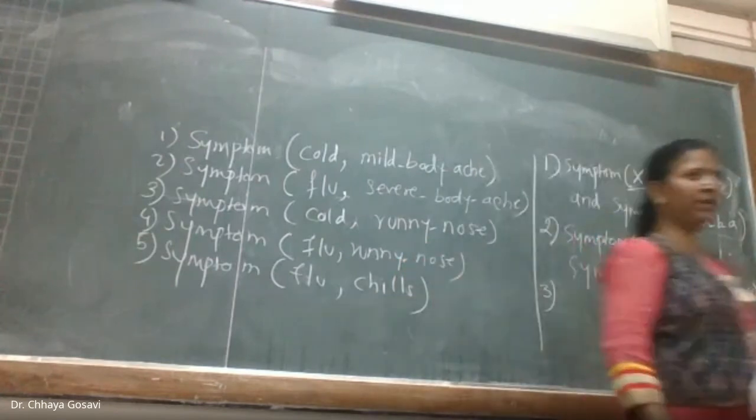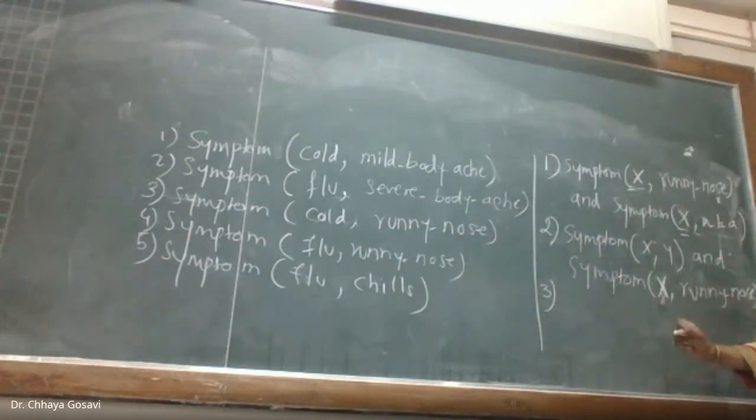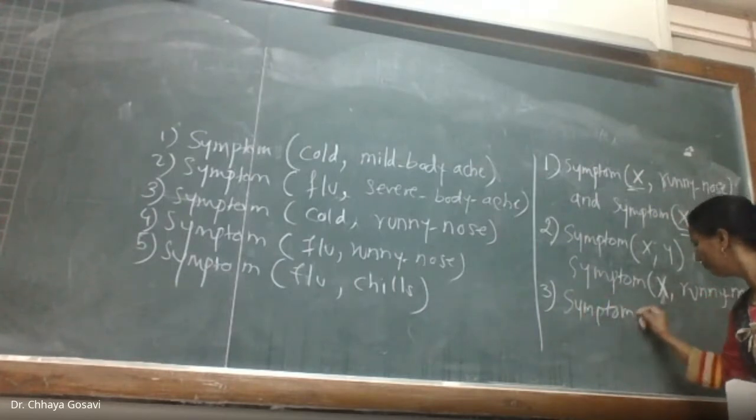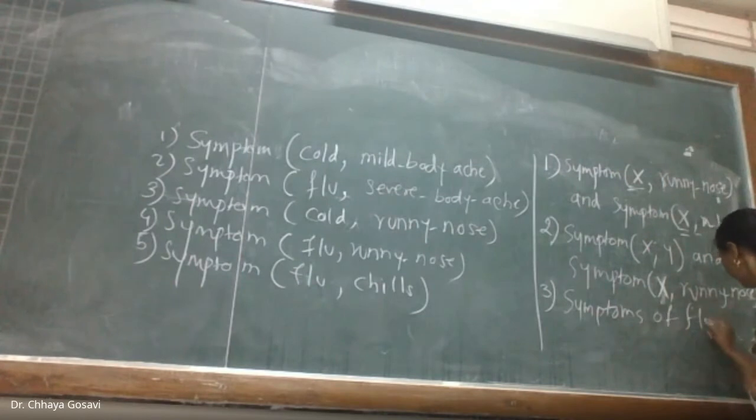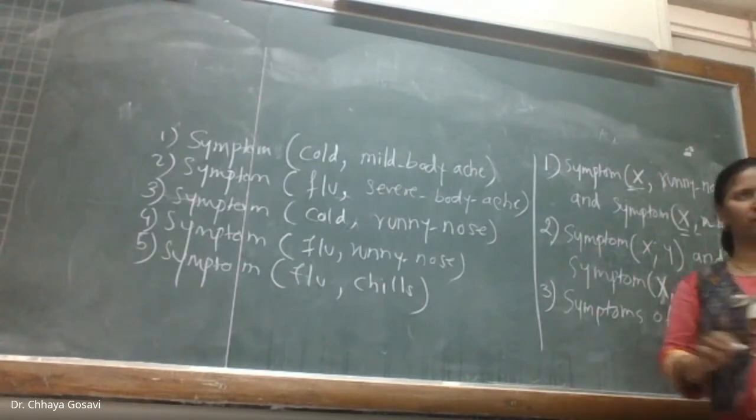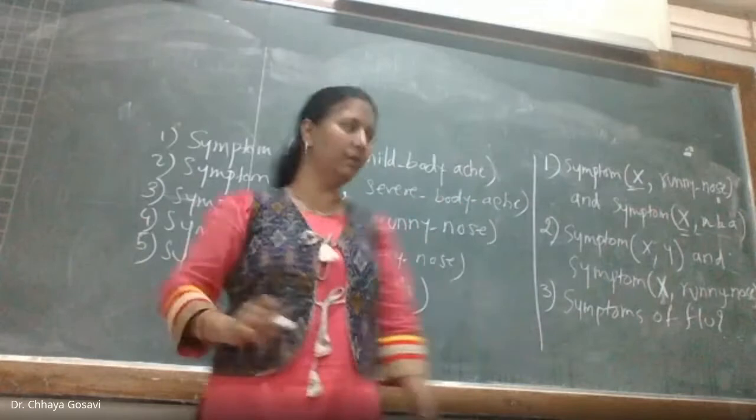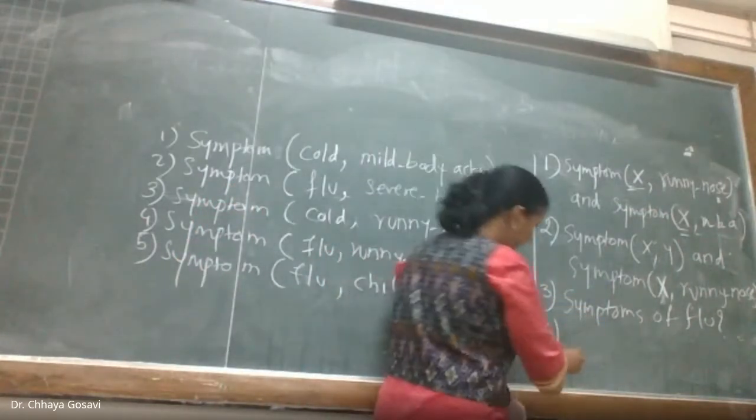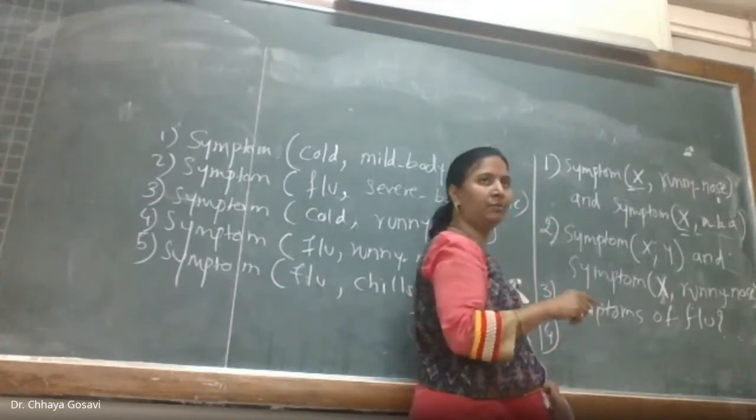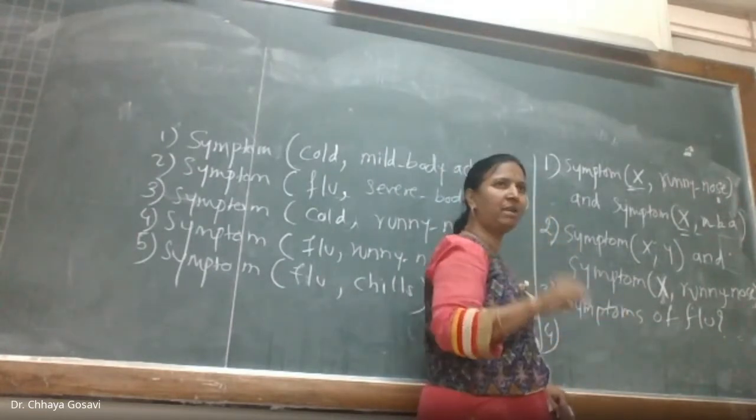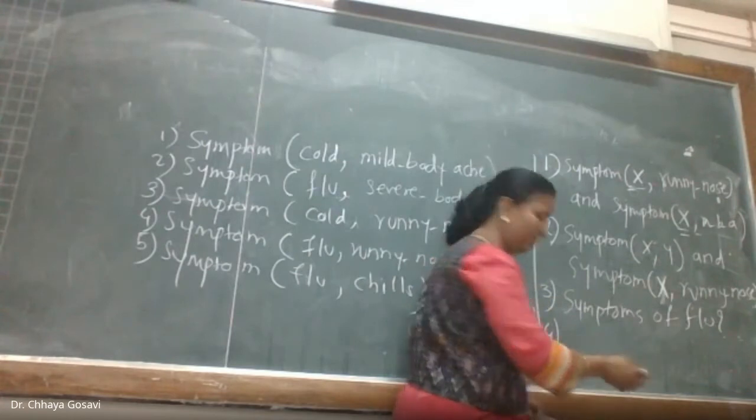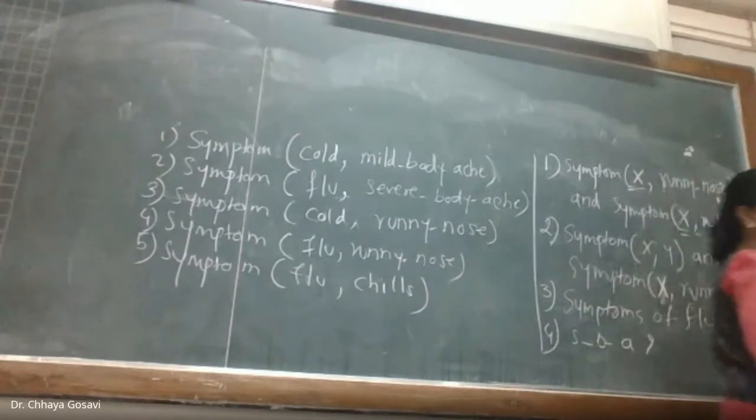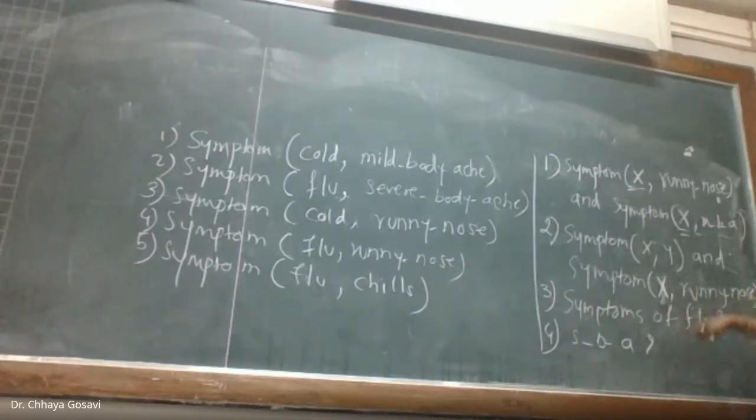You have to write a query to find out what are the symptoms of flu. What are the symptoms of flu? You have to write a query for what are the symptoms of flu, and you have to write another query for which this symptom, severe body ache, is for which disease. You have to find out the disease for severe body ache syndrome.